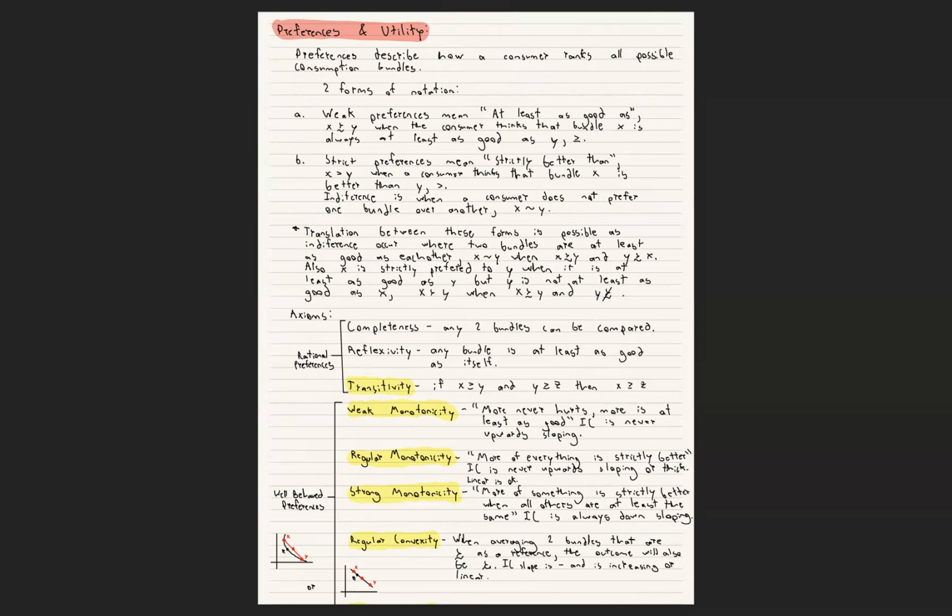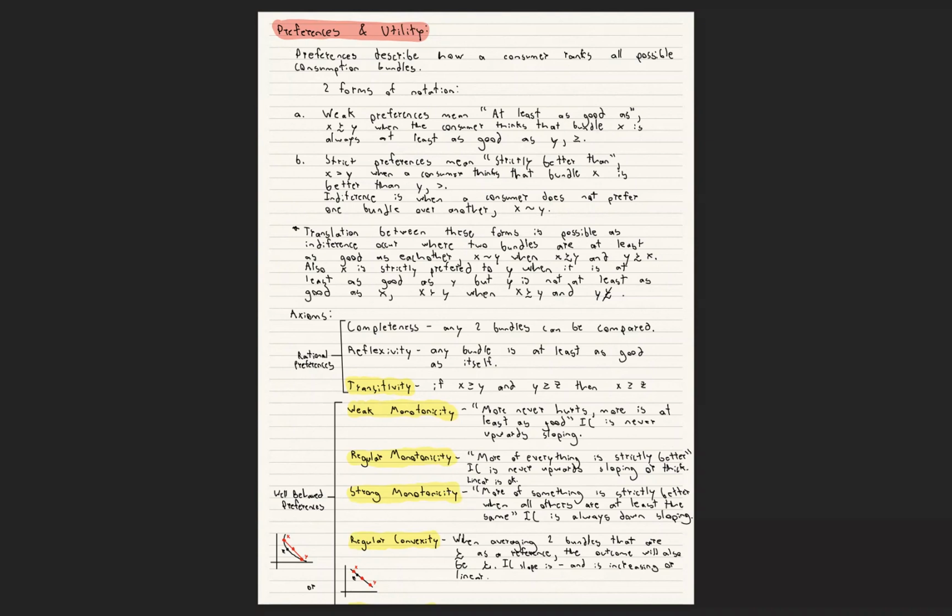Now we'll cover some of the axioms as well, starting with completeness. Basically, completeness just says that any two bundles can be compared. Reflexivity says that any bundle is at least as good as itself. Transitivity says that if good X is at least as good as good Y, and good Y is at least as good as good Z, then good X is at least as good as good Z. Now, if you have completeness, reflexivity, and transitivity, the consumer's preferences are said to be rational.